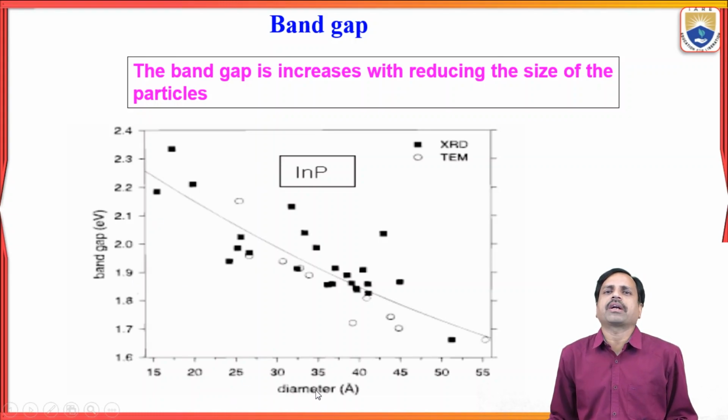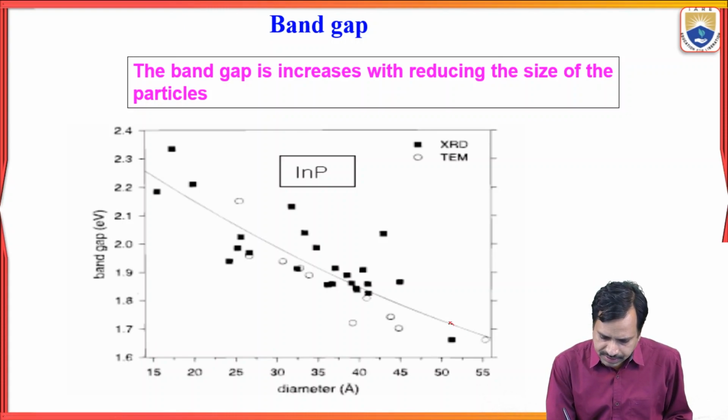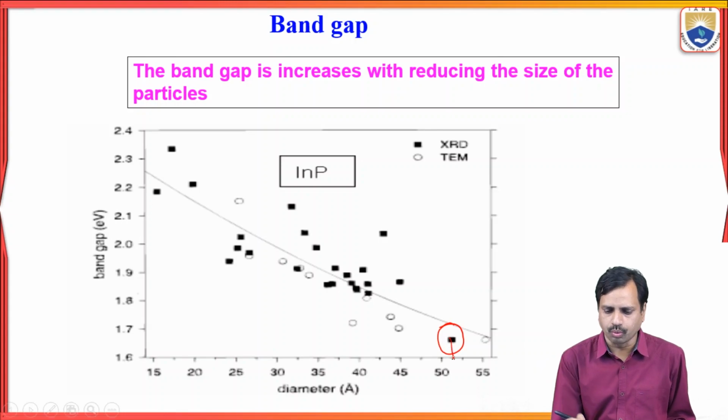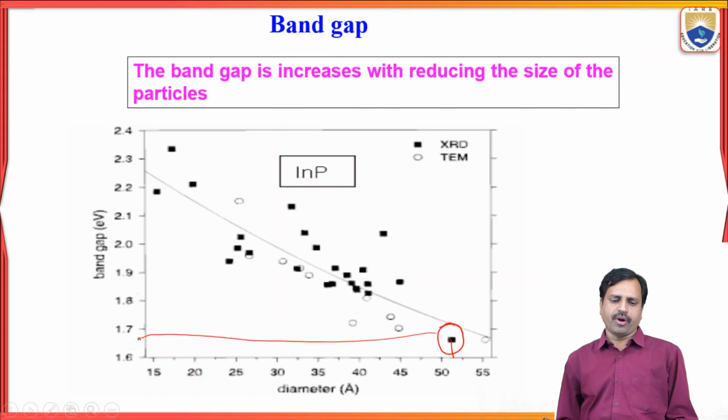Diameter is nothing but the particle size. As the nanoparticle size is increasing, suppose the nanoparticle size is 55, the band gap energy is only 1.7. Here we can see the particle size, the diameter, is around 51 or 52, so the band gap energy is almost 1.5.